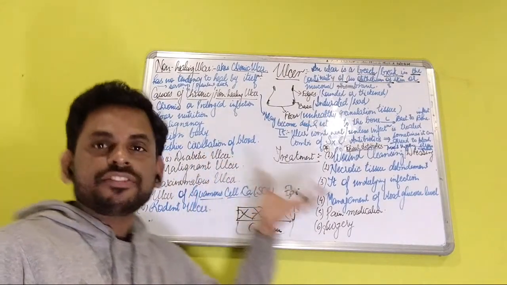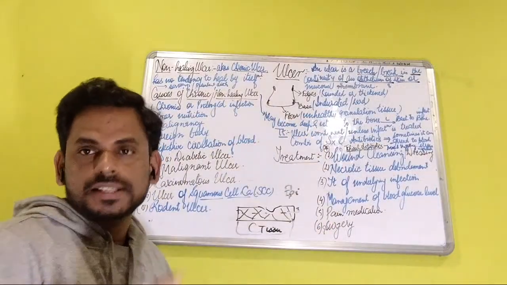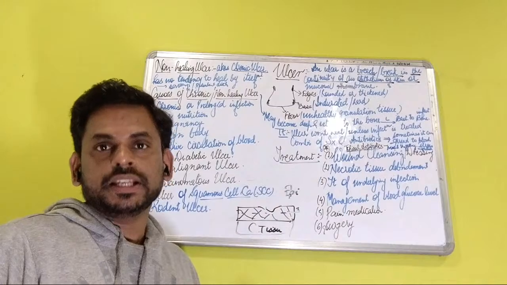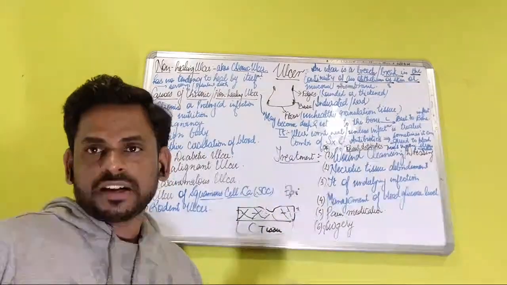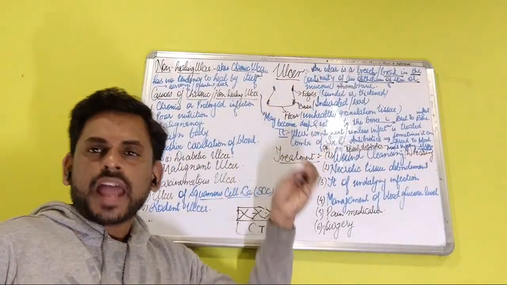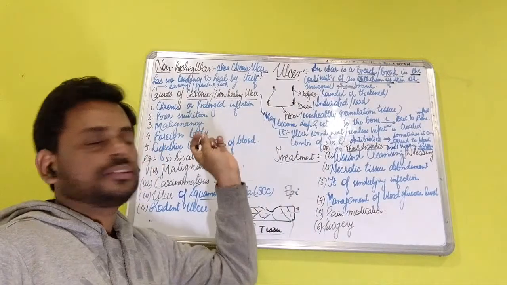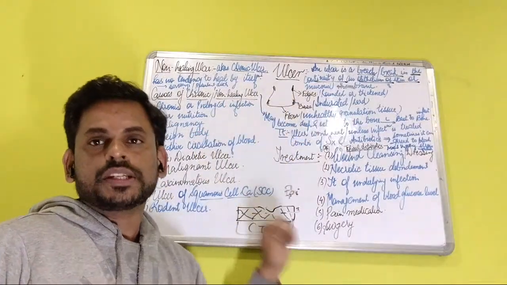Now for every ulcer, there is a break. Since there is a break in the epithelium, that gives rise to a beefy red appearance, and this beefy red appearance is somewhat deep and has granulomatous tissue. This is also mostly seen.